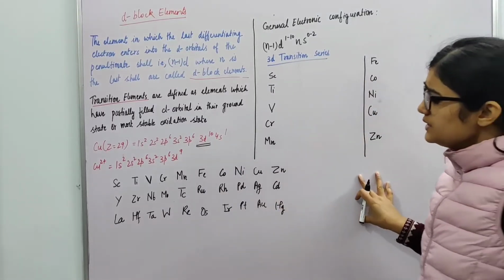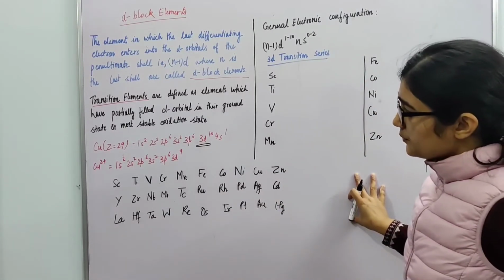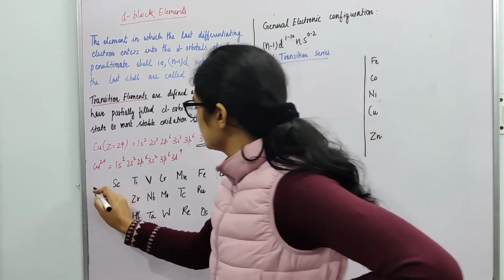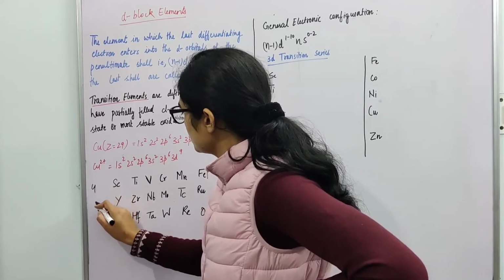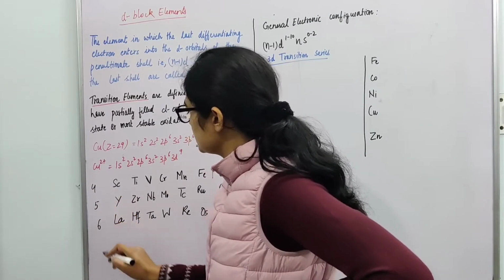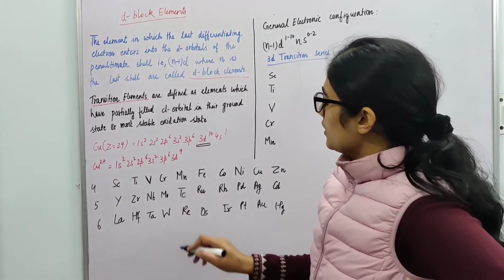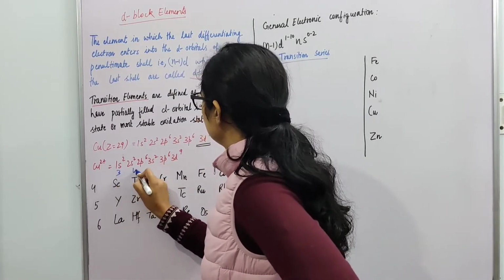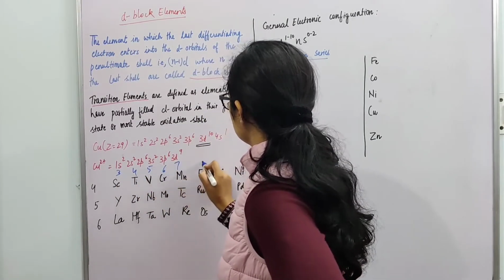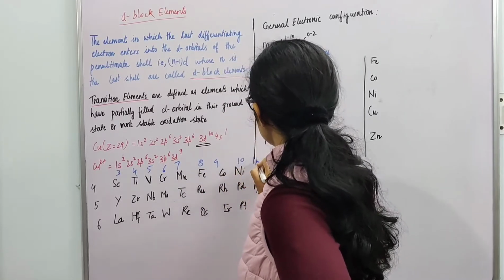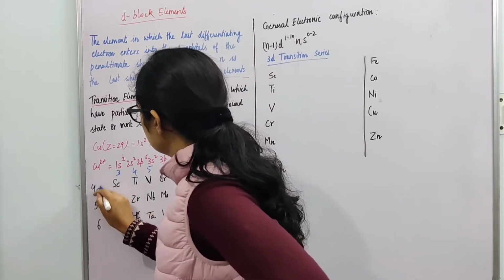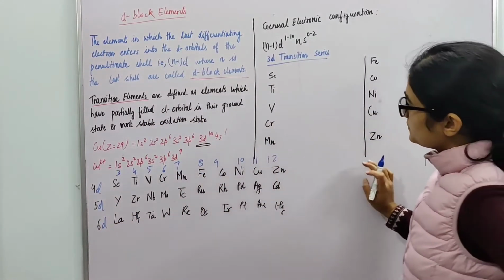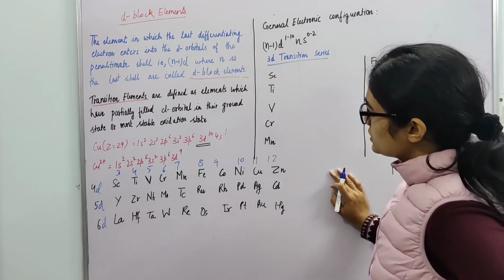Now let's see the elements in the d block. I have written 3 periods here: 4th, 5th and 6th period. And the groups are 3rd, 4th, 5th, 6th, 7th, 8th, 9th, 10th, 11th, 12th. So this is spread from 3rd to 12th group. Alright, the first transition series.